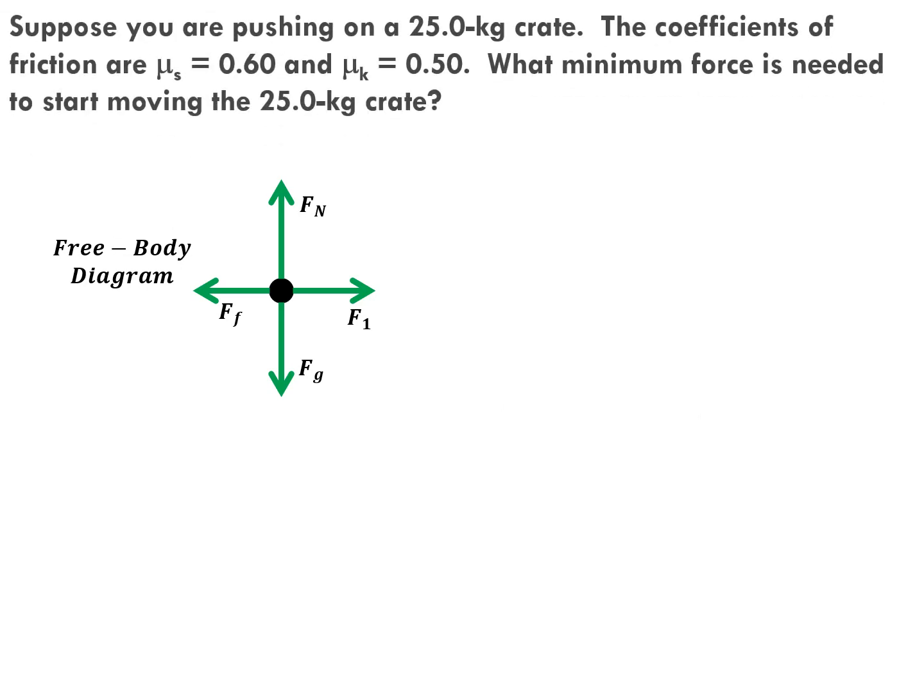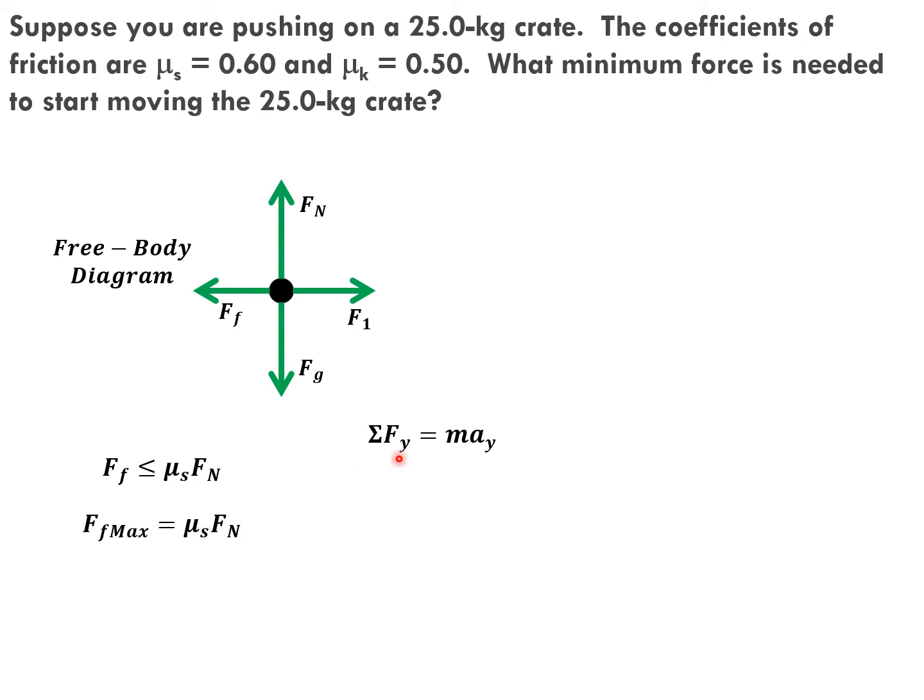So we have the same scenario. Suppose we're pushing on the crate and the coefficients of friction are still the same: coefficient of static friction is 0.6, coefficient of kinetic friction is 0.5. So what minimum force would be needed to get it to start moving? Well, that would mean that I would need to find the maximum amount of static friction in order to do that. So the maximum amount of static friction is going to be coefficient of static friction times normal force, and we've got to find the normal force.